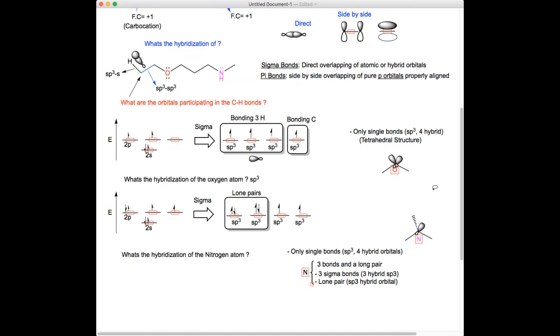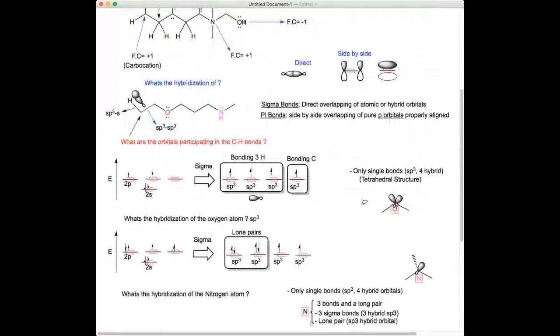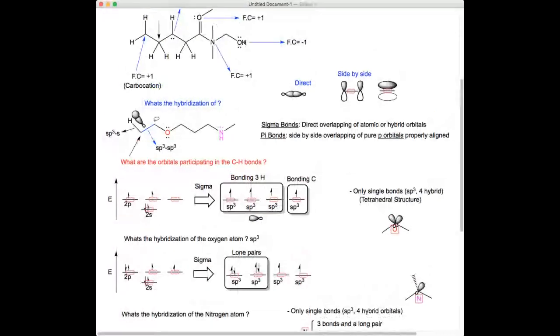Any questions? Because we're gonna now jump to the next case. Any questions, guys, in regards to this? Okay, all right, so let's see the next case.